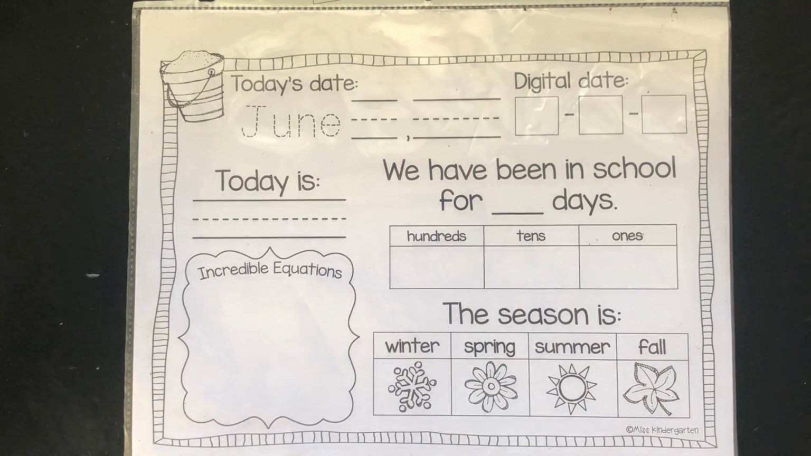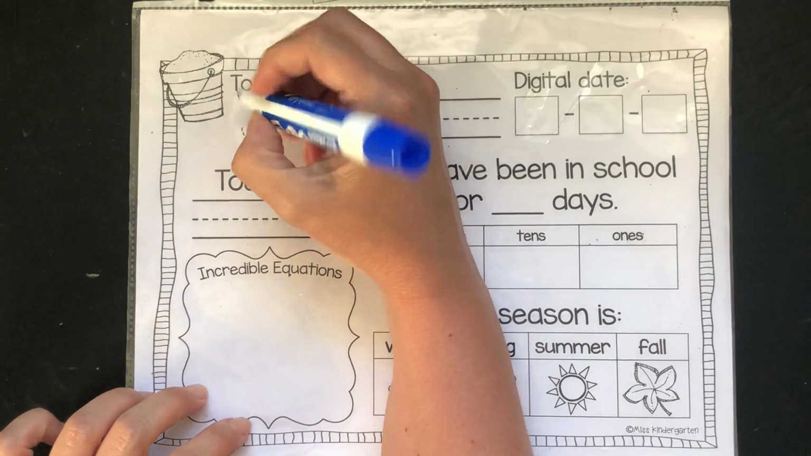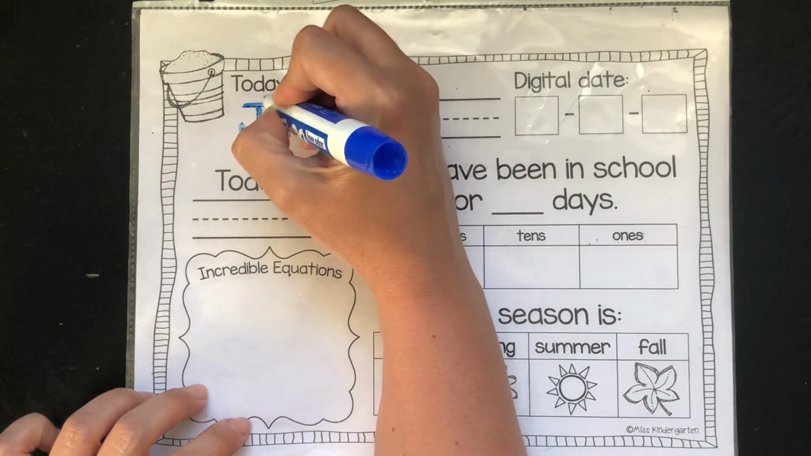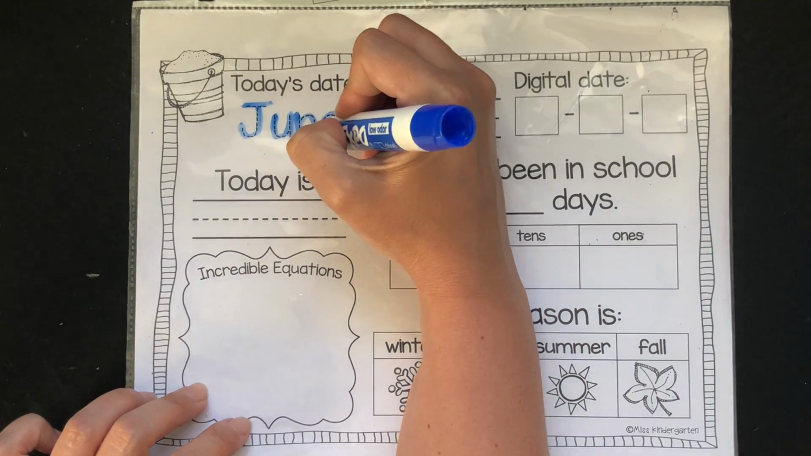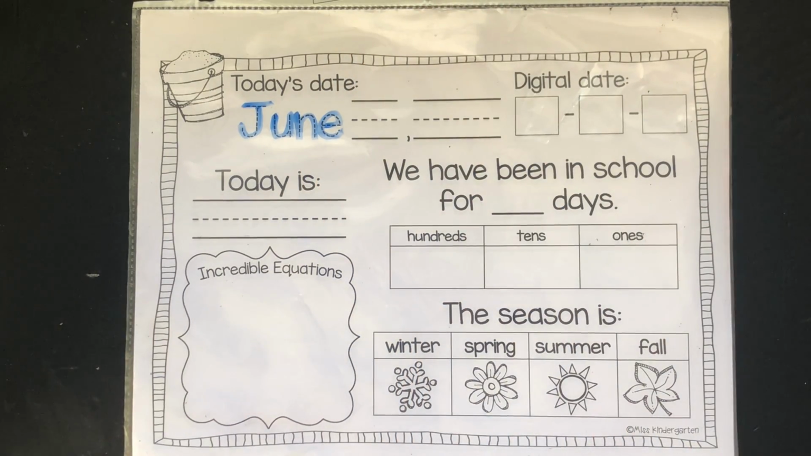All right, love bugs, today's exciting because it is starting a brand new month. May is finished. Yesterday was the last day of May. May had 31 days, and now we're starting the next month. And the month that comes after May is called June. So we are going to trace the word June, as neatly as we can.